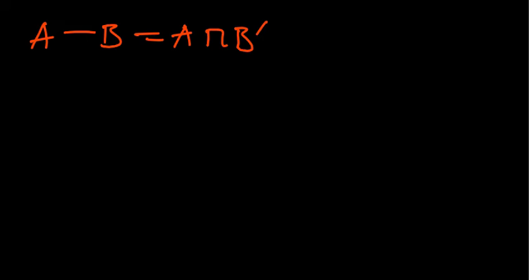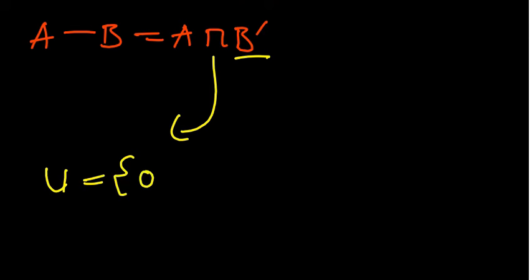You know how to find the complement of B, and you know how to find the intersection of sets, so you can prove the solutions. Take your universal set to be 1 all the way up to 10, and then try to prove that A minus B is equal to A intersection B complement. That's where we start from.